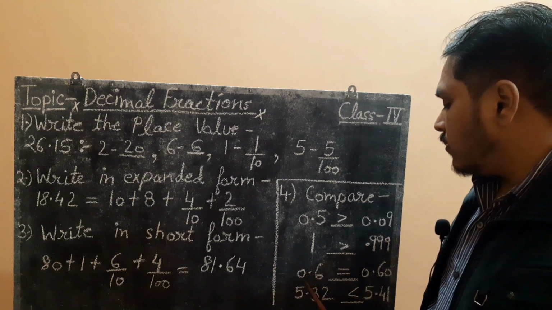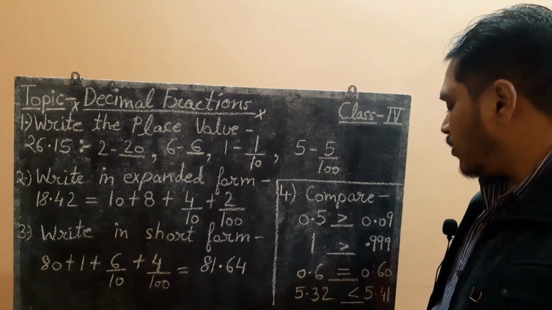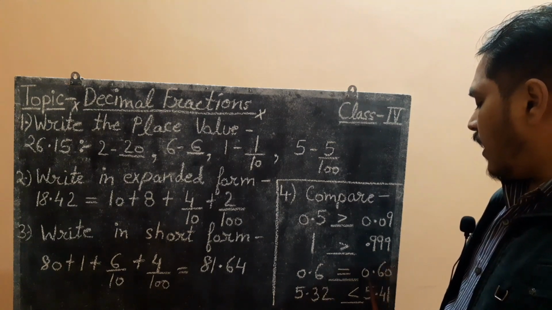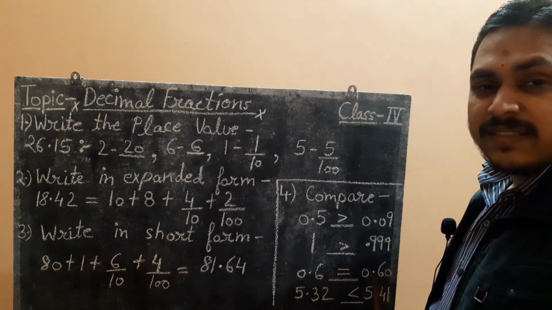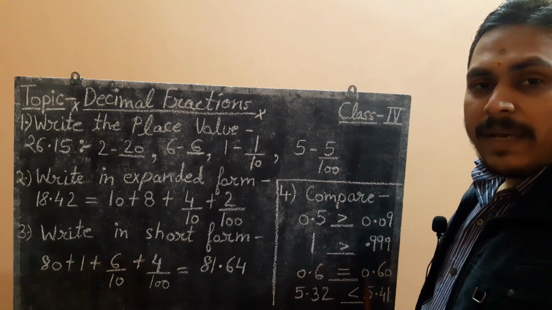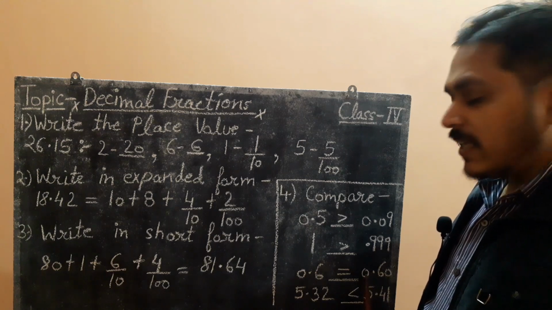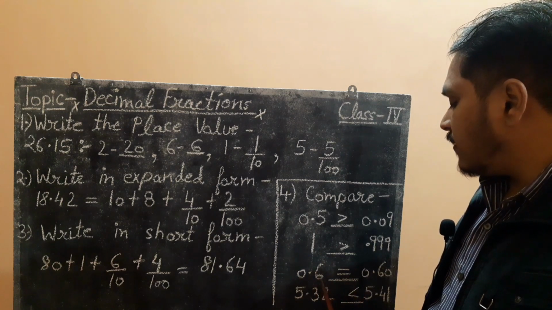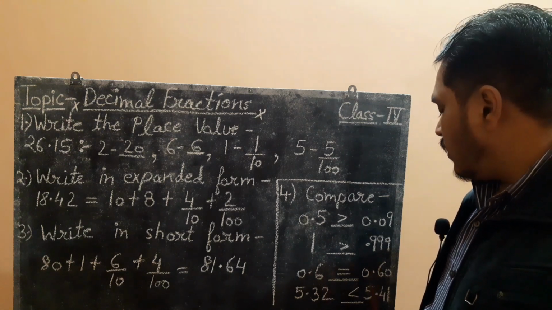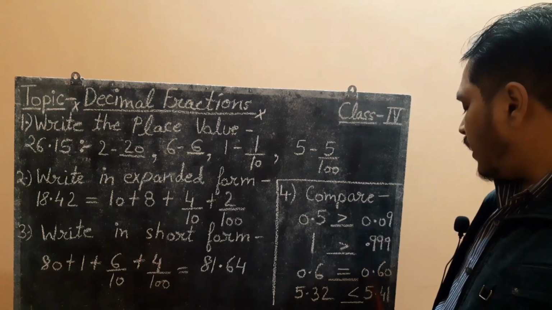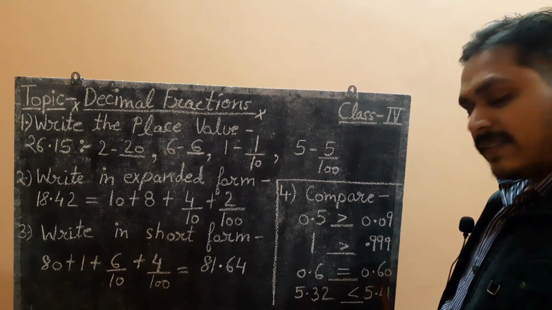The third part, 0.6 is the first decimal fraction and 0.60 is the another decimal fraction. As I have told you, to compare, you will compare the digit after the decimal. After decimal it is 6 in the first decimal fraction, and in the second decimal fraction it is also 6 after decimal.